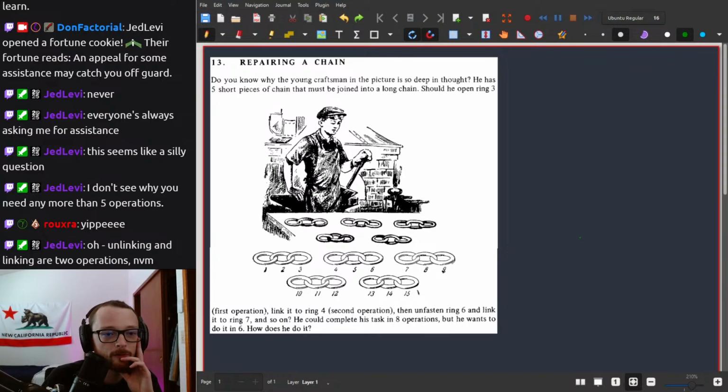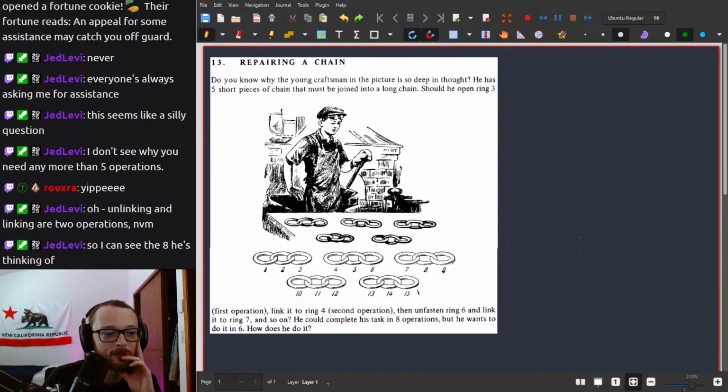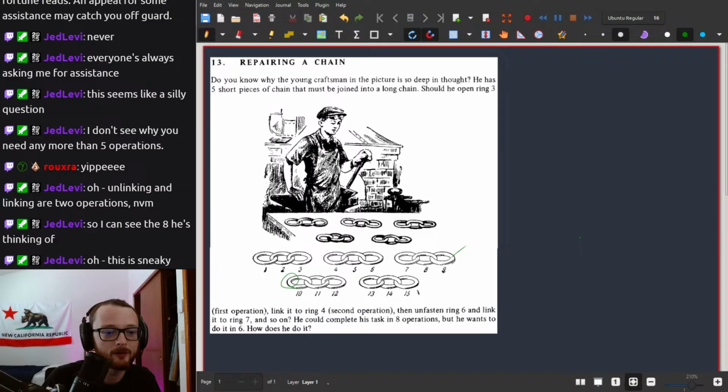So if you do it the straightforward way into a long chain, I wonder whether this might be playing with the definition of long chain. Yeah, the 8 operations would be unlink that, hook it around 4 is 2 operations. Do it again here, 4. Do it again here. Wait, isn't that 6? No, and then also there is 8.